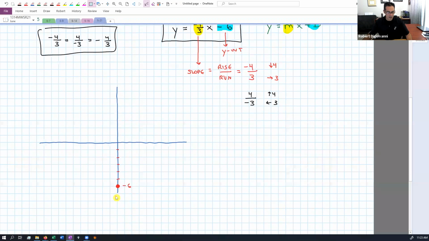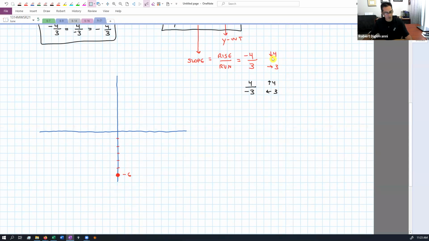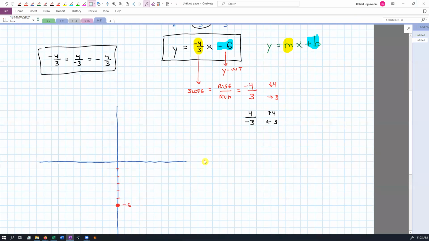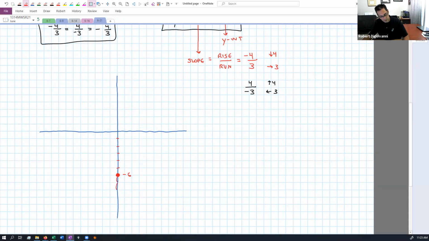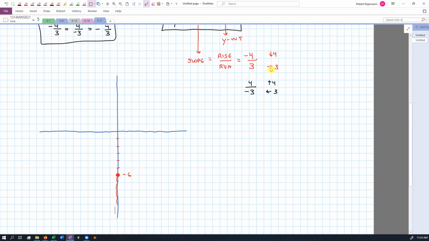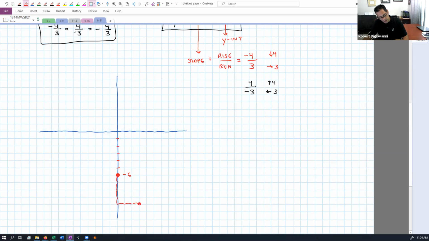Now, Lily, go ahead. Let's do the red one. So from that point, which way do we go? You can go down 4. Down 4. So I'm going to go down 4. 1, 2, 3, 4. And then? And then up to the right 3. Right, 3. So 1, 2, 3. I drop another dot here, and then I'll draw a straight line, right? That would be it.